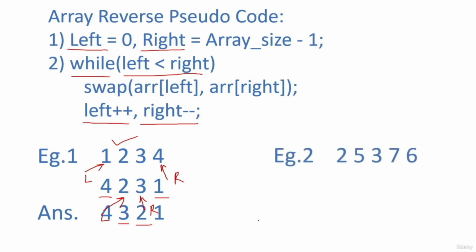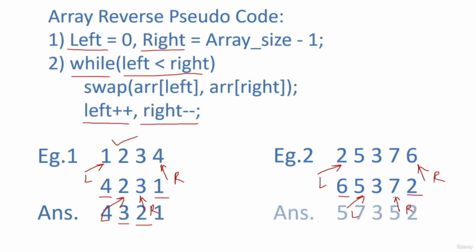We will see one more example which contains an odd number of elements: 2, 5, 3, 7, 6. So we will do the same. Left pointer here, right pointer here, and we will swap the elements 6 and 2. They got swapped. Then we will increment the left pointer, we will decrement the right pointer, and we will swap 5 and 7. Now the left pointer and right pointer will be here. So the condition for our loop will get violated and 3 is going nowhere. So this is our answer.